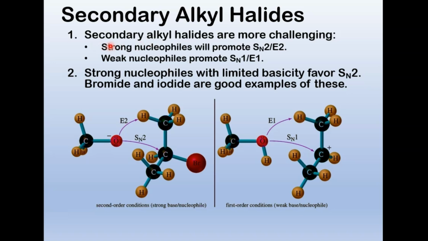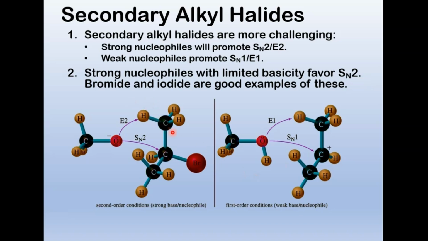So the difficult substrates are secondary alkyl halides. So once again, if you know your strong and weak nucleophiles, you look at that first and you say it's either going to do this, SN1/E1 or SN2/E2. Strong nucleophiles with limited basicity favor SN2. Strong nucleophiles with limited basicity. So I'm thinking the nucleophile that had sulfur on it, like HSCH3, methyl sulfide. That would be a strong nucleophile, but very poor base.